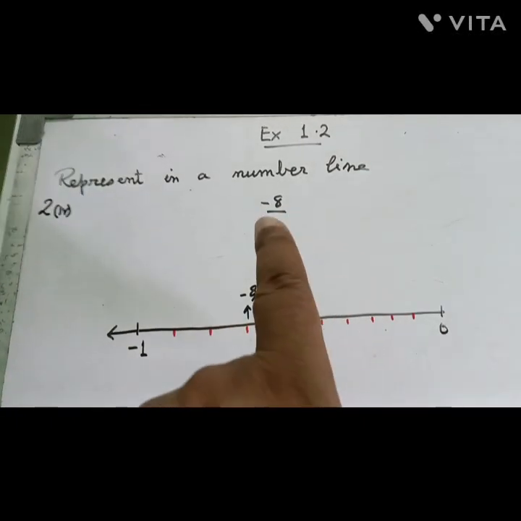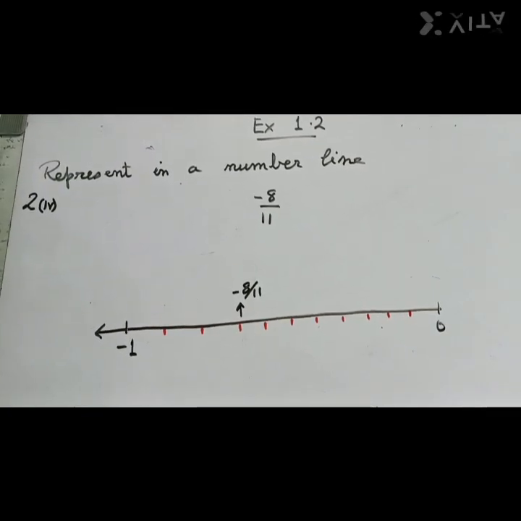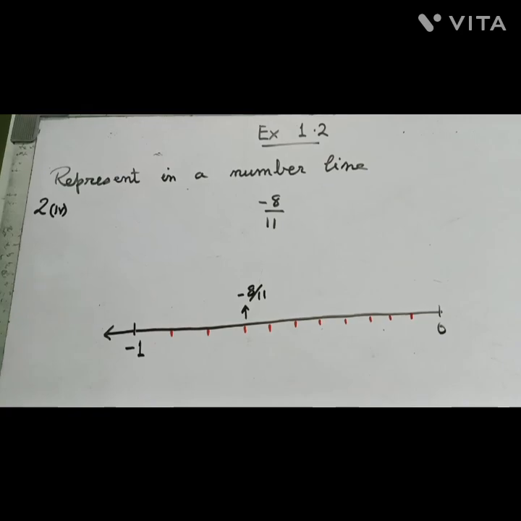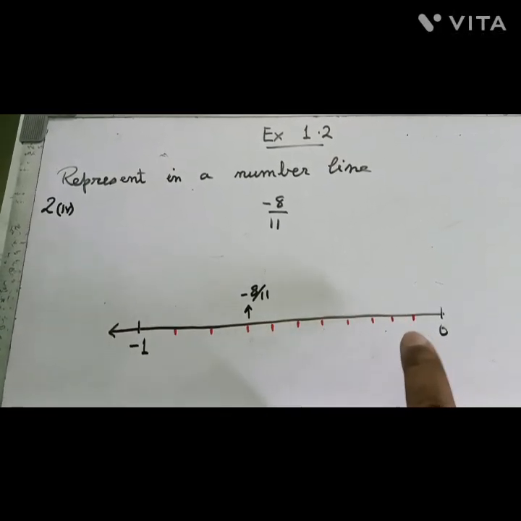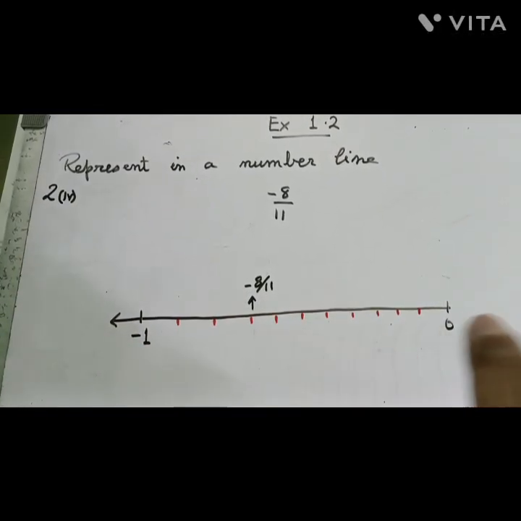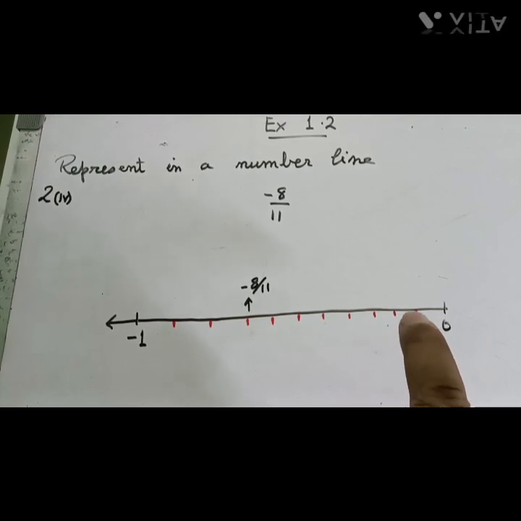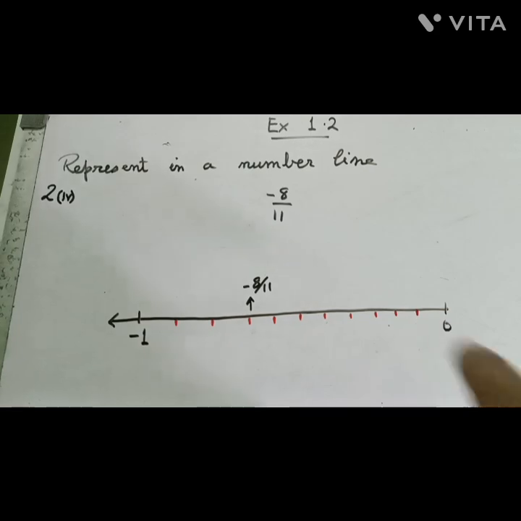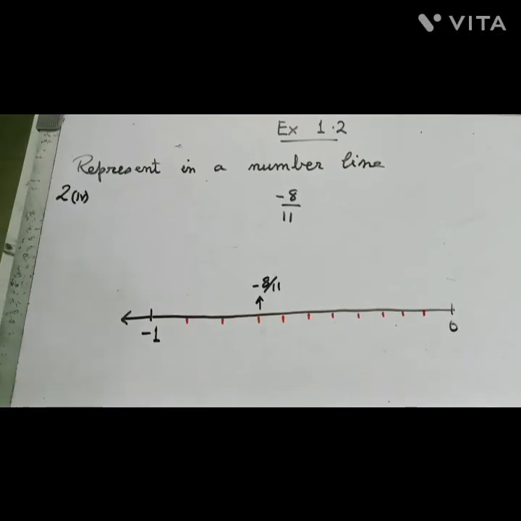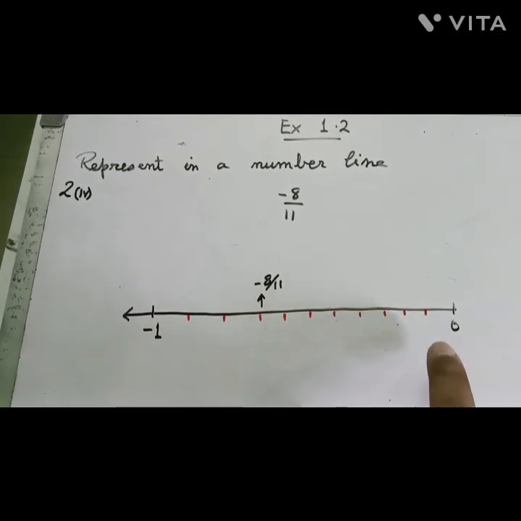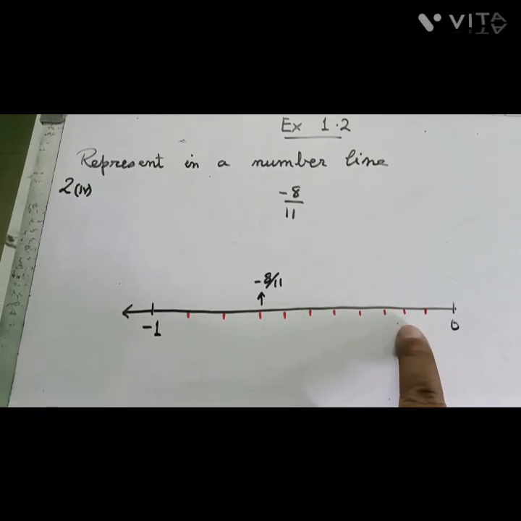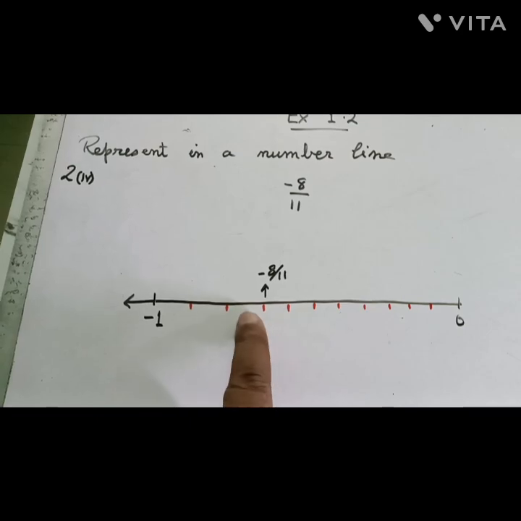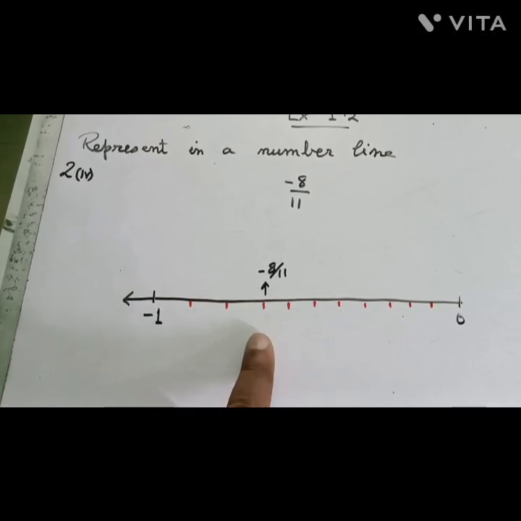So what does this minus 8 by 11 state? It means minus 8 parts out of a total of 11 parts. So we divide it into 11 parts, we make 10 marks so that we get 11 parts. And out of that we count: this is minus 1 by 11, 2 by 11, 3 by 11, 4 by 11, 5 by 11, 6 by 11, 7 by 11, 8 by 11. So this is the point minus 8 by 11.